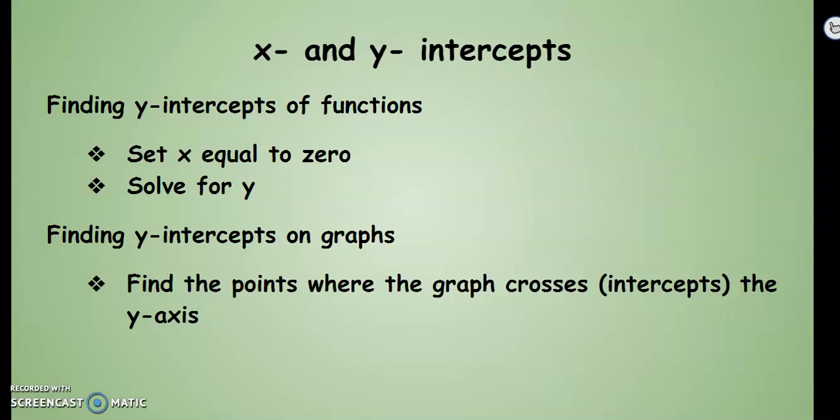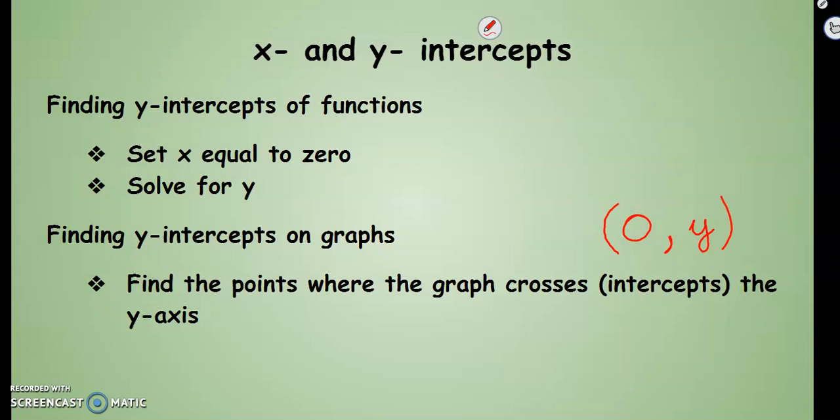And when it comes to the y-intercept on the graph, we're going to have the ordered pair that is 0 for the x, because we just set x equal to 0. So x is 0, and then we have a number for y. There's going to be some number there for y. And we'll talk about that when we actually get to examples.